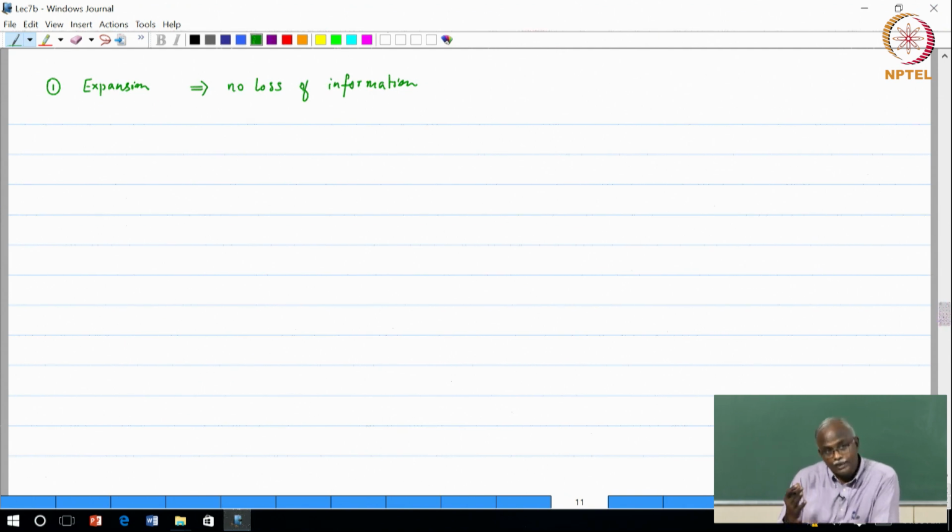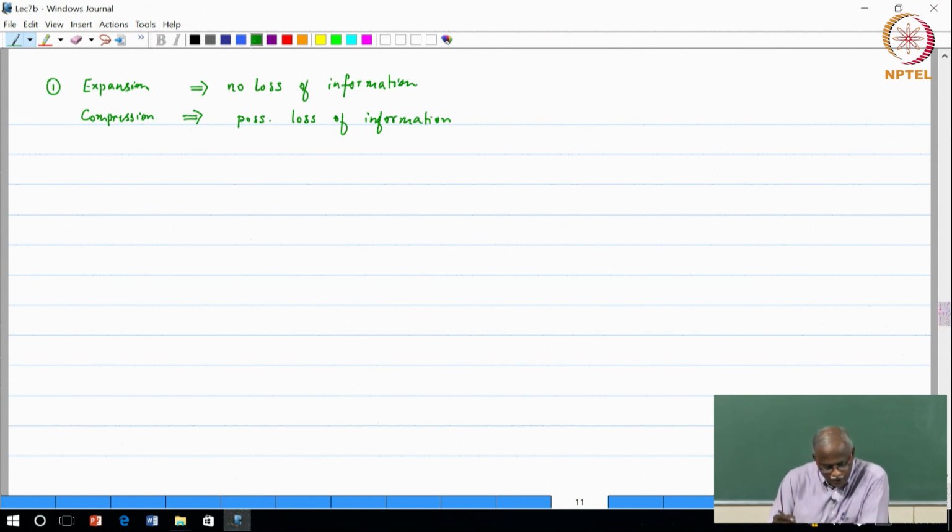However, if I do have compression, there is a possibility of loss of information because I may or may not be able to recover the lost samples. Am I correct? Is it always true that I am losing information? No. When will I not lose information? If the downsampled signal still has got a sufficient number of samples. That is a correct observation.